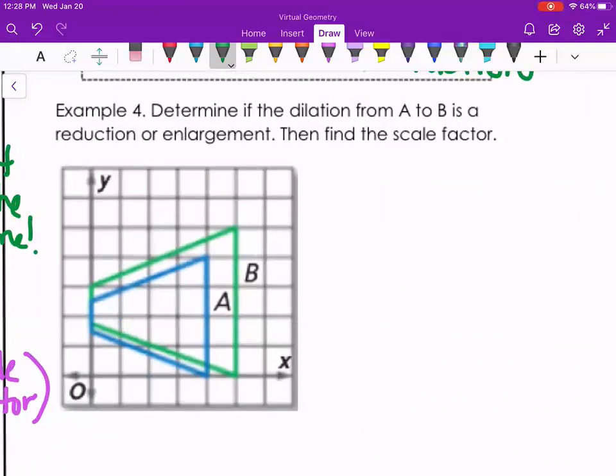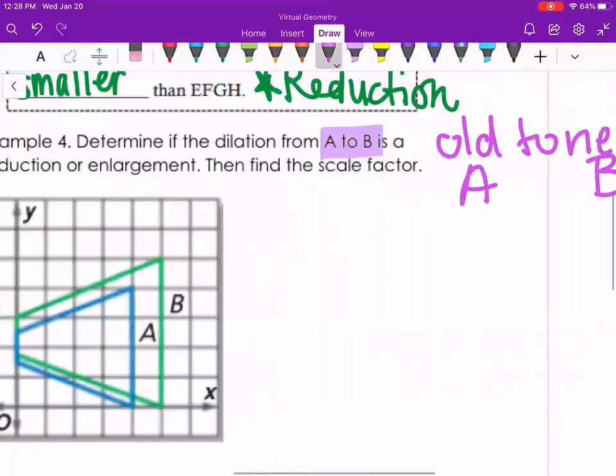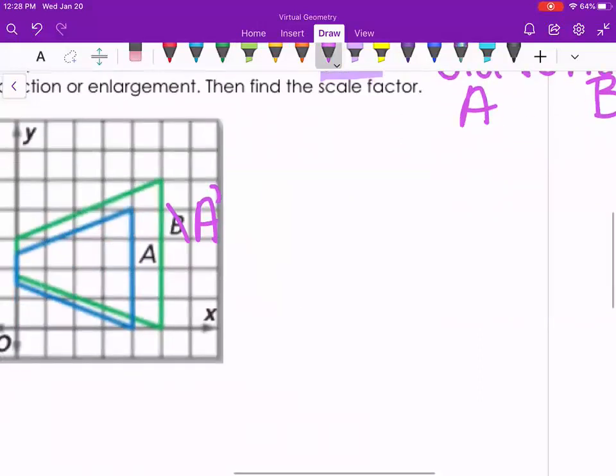Determine if the dilation from A to B, so there's your clue, A to B. Remember, for A to B, I gave you the hint there, old to new, which means A is my old, B is the new. So I could really think about B as if it was A prime. Now I know exactly which shape is which. Any length from the new shape has to be on top. So let's find some pieces here.